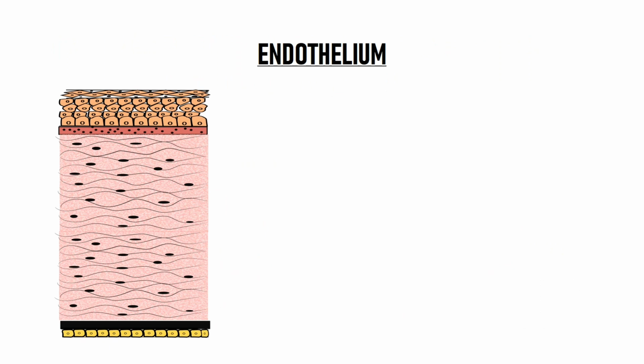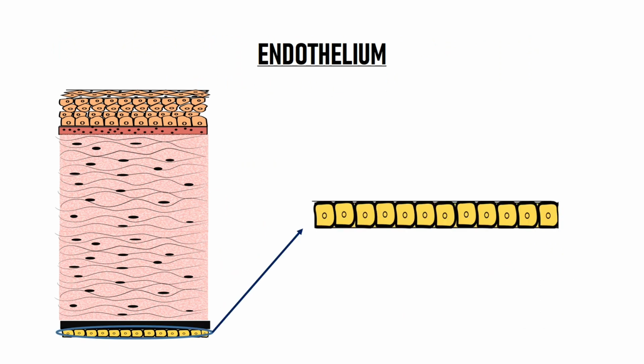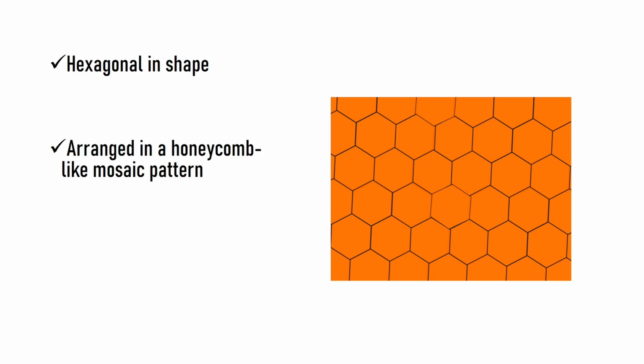The last and the innermost layer of cornea is the corneal endothelium. It is a monolayer, which means that it is a single layer of cells. These cells are cuboidal cells. If we look at the endothelium from the posterior side, the cells are hexagonal in shape and are arranged in a honeycomb-like mosaic pattern. The best way to visualize this hexagonal pattern is by specular microscopy.